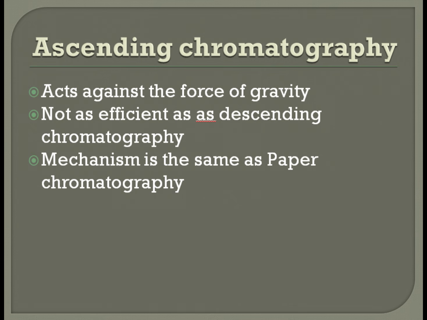Now let's talk about ascending chromatography. In this method, the solvent moves upward on the paper strip. So it actually works against the force of gravity. The solvent rises due to capillary action in the paper. It is slower compared to others. That is why it is not as efficient as descending paper chromatography, but the basic mechanism is the same as normal paper chromatography. Hence the separation happens because different substances move at different speeds with the solvent.